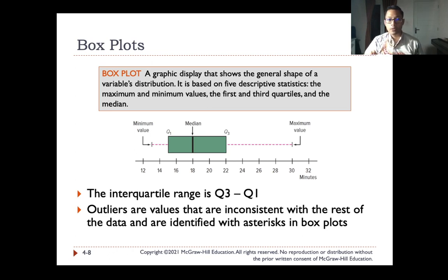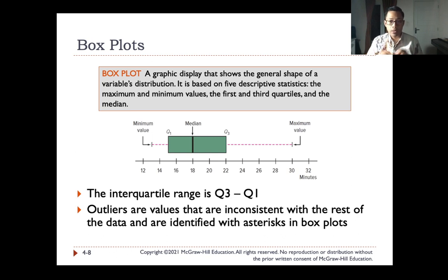So what we're going to do is begin by drawing a number line that will accommodate the minimum and the maximum values, and then we're going to draw a vertical line above the median, the Q1 and Q3. We're going to enclose the region between the first and the third quartile, and the enclosed region is going to create the box.